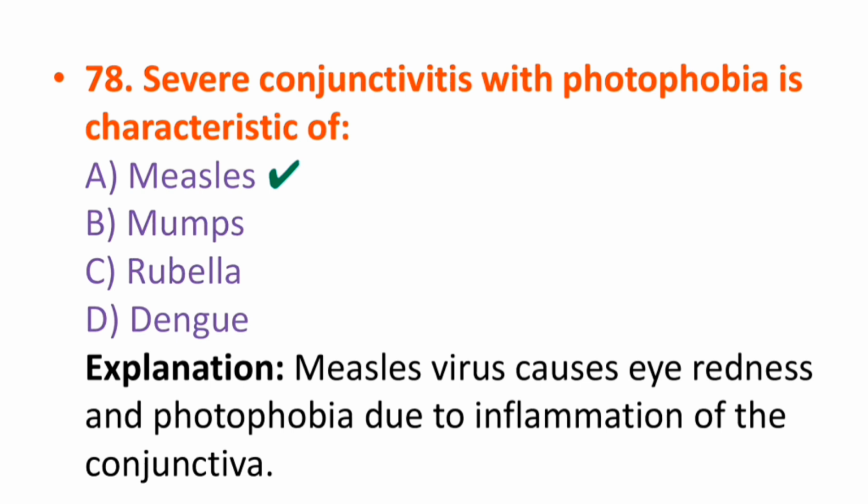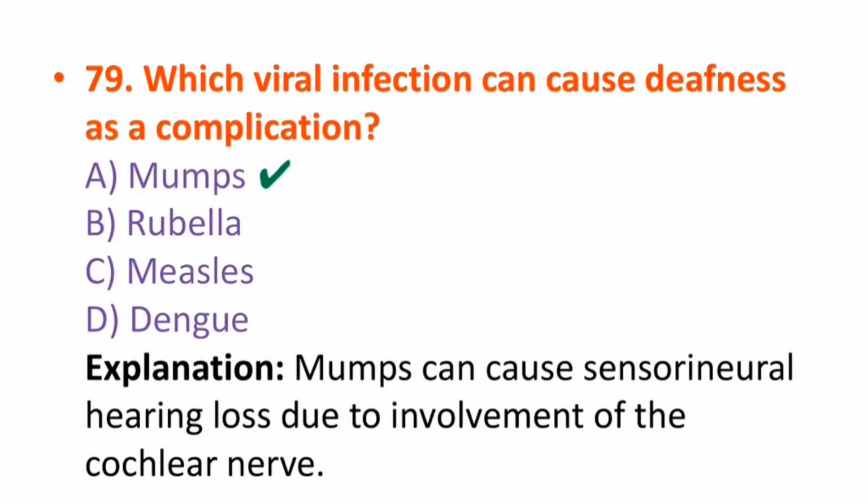Severe conjunctivitis with photophobia is characteristic of: option A, measles; option B, mumps; option C, rubella; option D, dengue. The correct answer is option A, measles. Measles virus causes eye dryness and photophobia due to inflammation of the conjunctiva. Measles causes severe conjunctivitis with photophobia.